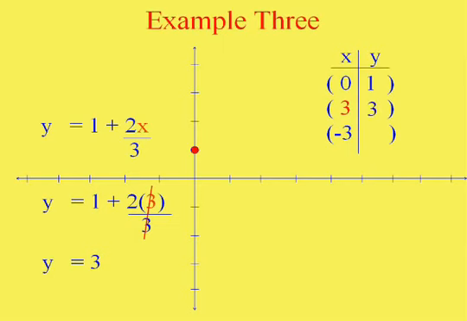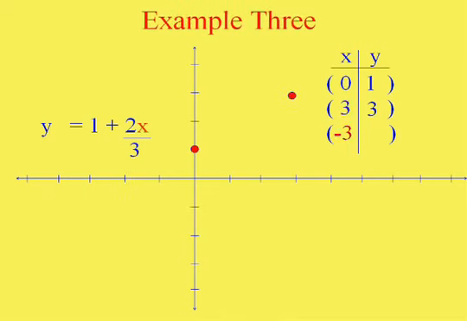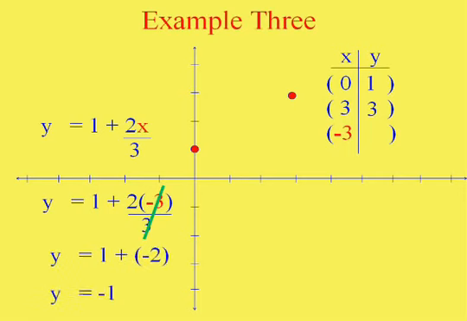And I'll graph that. Go over 3 and up 3. And now let's put in, I could put in 6 also, but I chose to put in negative 3. Now the 3's are going to cancel, but the negative isn't, and I'm going to have a negative 2 plus 1, which is a negative 1.